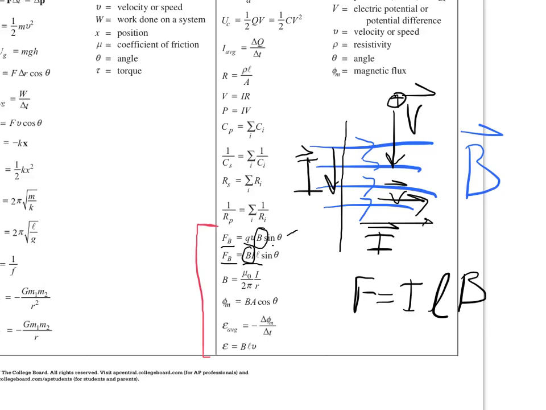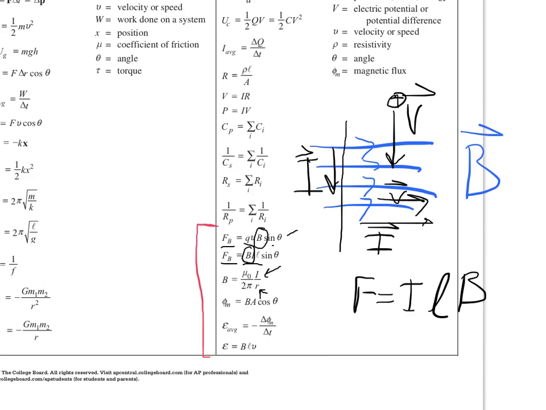The equation for field from a current-carrying wire, so maybe you're asked about two wires near each other or a charge near a wire, and you need to find the magnetic field on the wire. You use mu naught I over 2 pi r. And that's a pretty simple one. You just plug in the current, I, and the distance from the wire that you want to know the magnetic field, r.